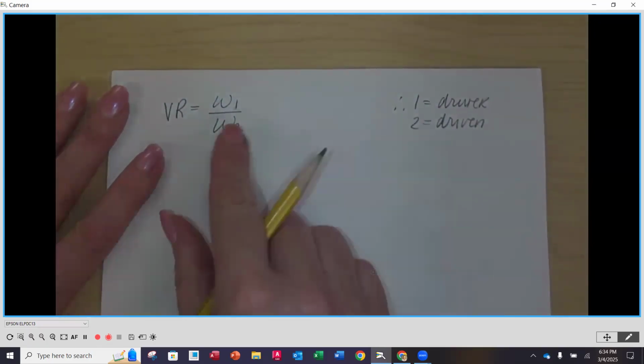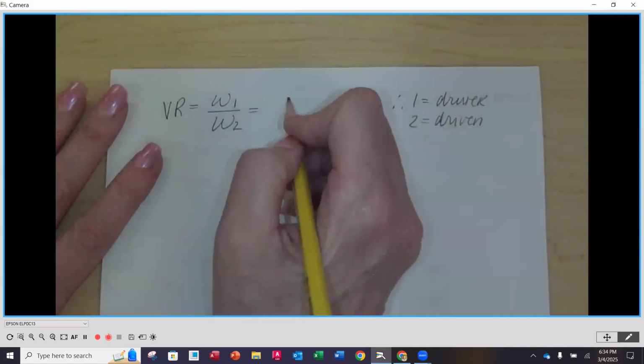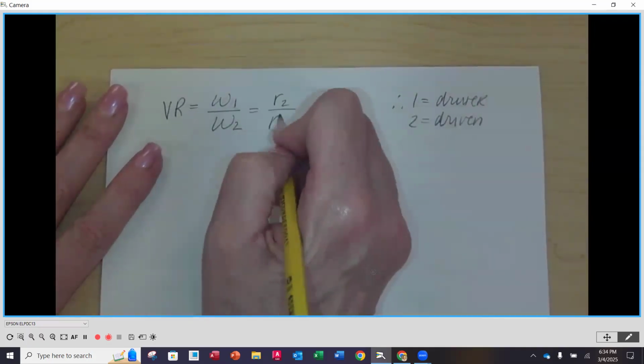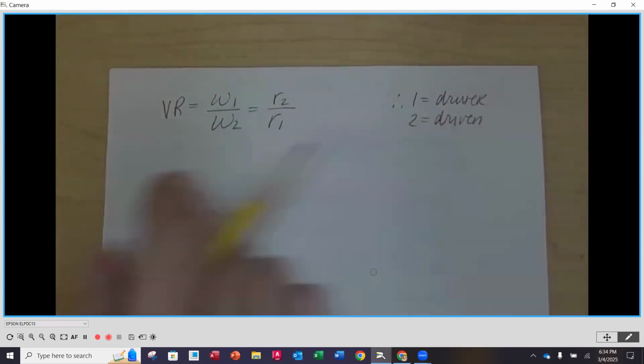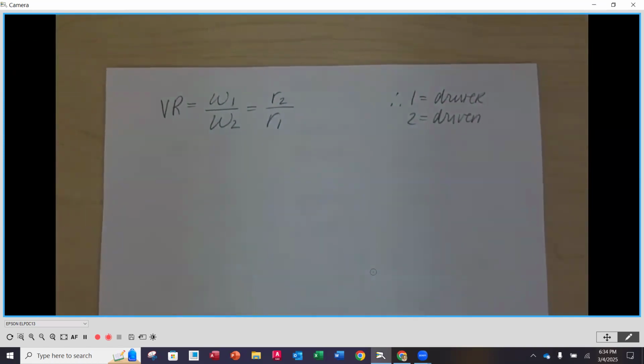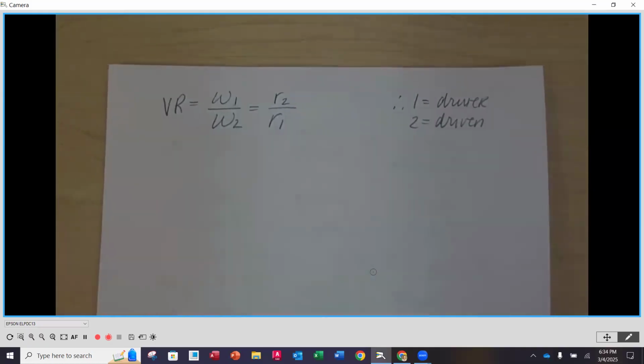Driver, when we're talking about angular velocity, is usually going to be the smaller gear and it's going to be rotating faster, okay? It's going to be equal to radius 2 over radius 1. They flip because we always want our larger number on the top. So the driven typically is going to be the larger size gear and going slower, okay? So those are going to be some things that we just need to recall. They will come in handy for things that we're going to be doing.